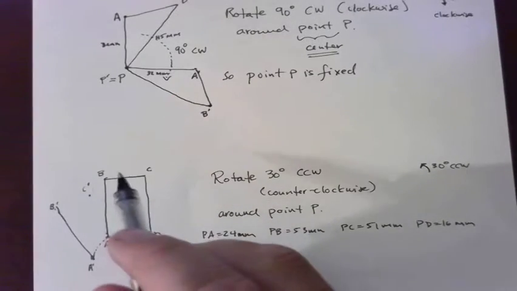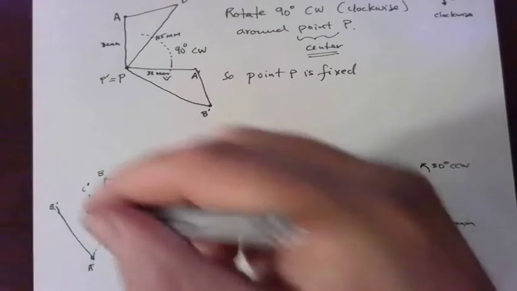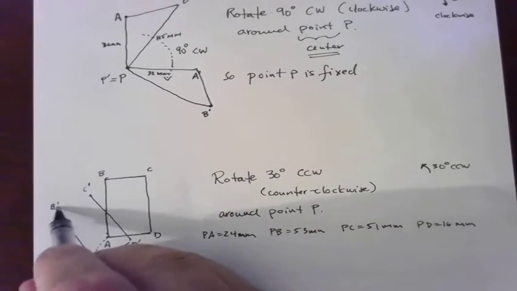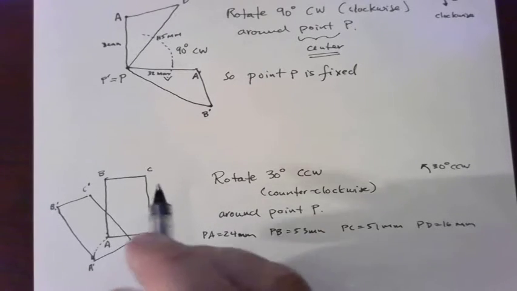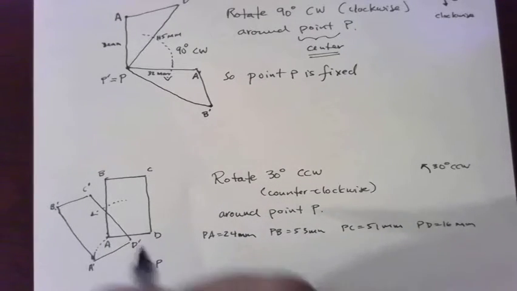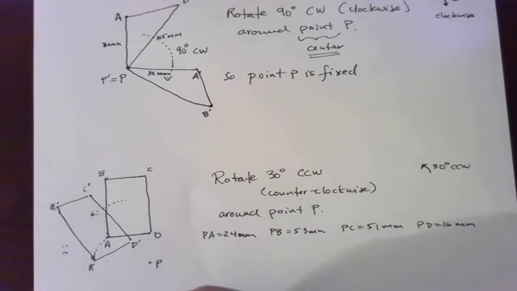Not sure where B prime was. I think I messed up there a little bit. But connect the dots. And there's my rotated rectangle. My rectangle has turned 30 degrees counterclockwise around that center point P. Yeah, it's a little sloppy.